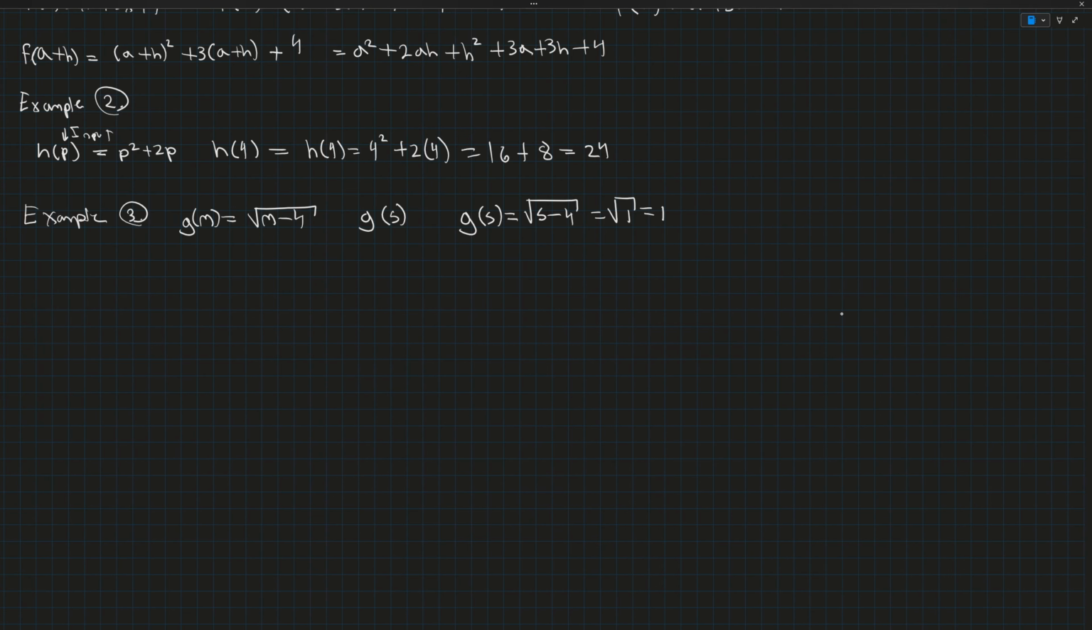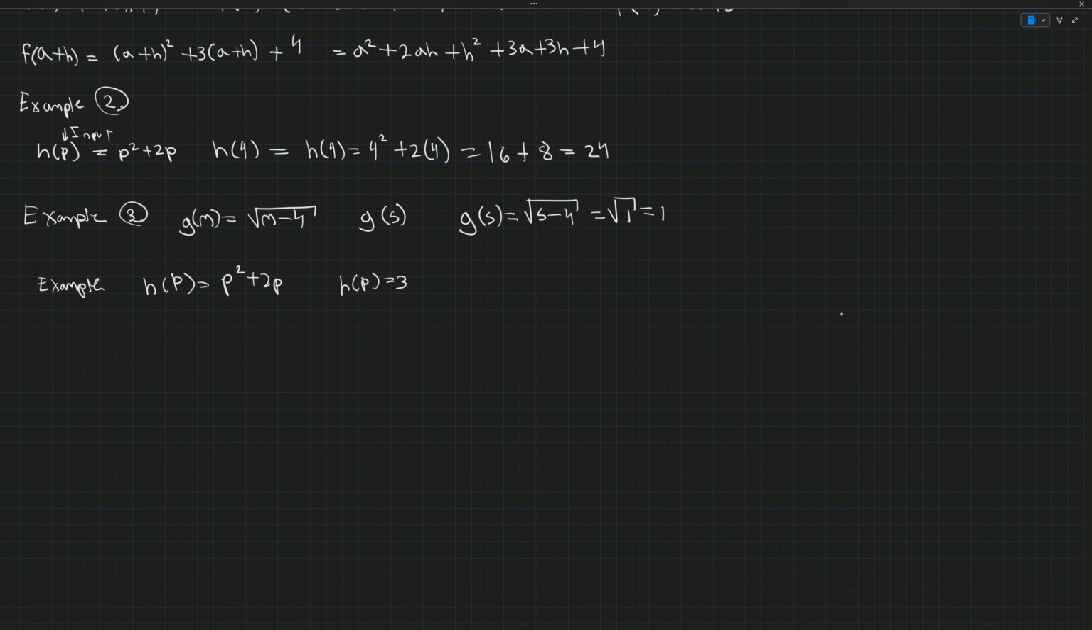Now imagine that instead of giving us the input, we were given the output. Essentially the opposite. We are given the result, but we are not given the initial condition. But we are still given the rules, or the transformation, that we have to follow to transform this input. For example, let's say that instead we were given the function h of p is equal to p squared plus 2p, and we were given the output, which is h of p is equal to 3. What was the initial value?